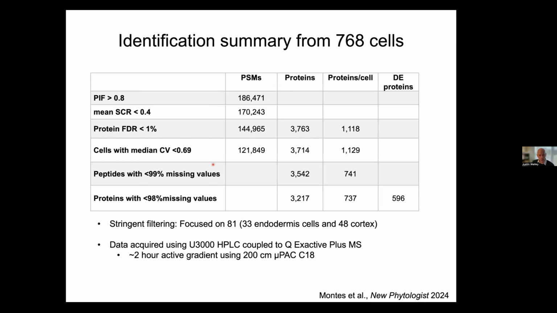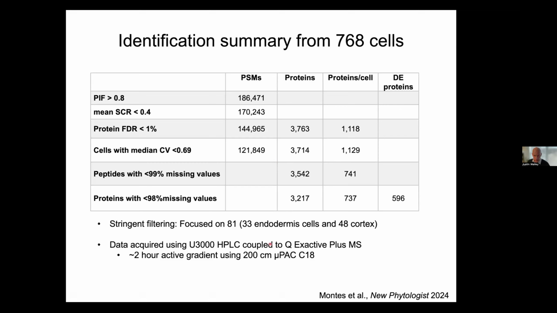We did a number of filtering steps to look at cells and proteins that had a low coefficient of variation and high precision in their quantification. And the data I'll talk about today focuses on 3,200 of these proteins that were analyzed across 81 of the cells, so 33 endodermal cells and 48 cortex cells. This filtering step eliminated a number of the cells.